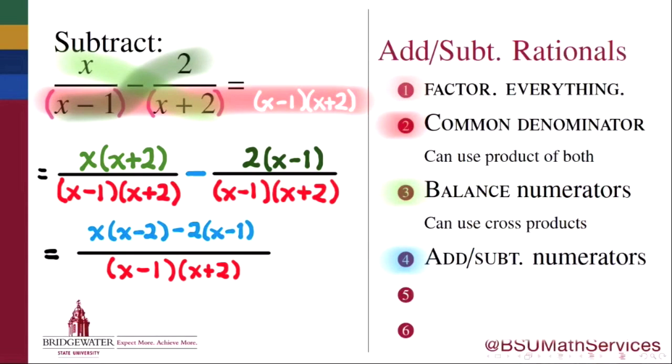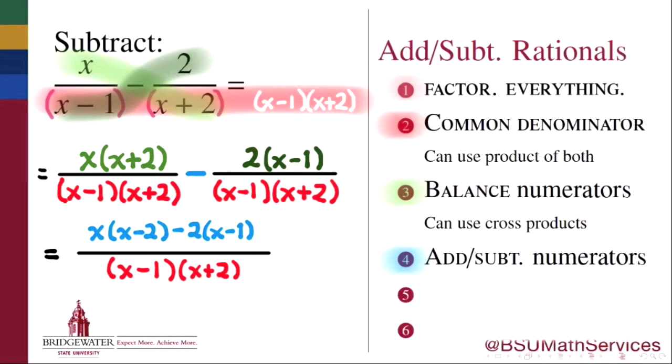So we've now succeeded at turning our two fractions, which are being subtracted, into a single fraction, a single rational expression: x times quantity x minus 2 minus 2 times quantity x minus 1, all divided by the product of x minus 1 with x plus 2. So as always, our last job, now that we're down to a single rational expression, is to reduce it into its lowest terms, to see if there are any opportunities to cancel common factors.